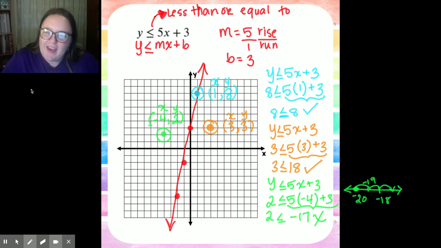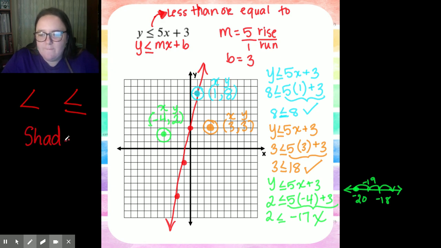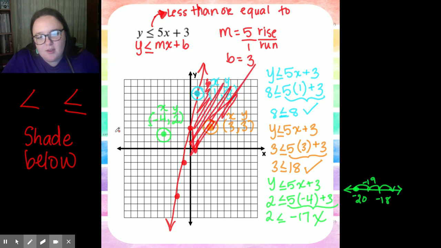If you have a less than symbol or a less than or equal to symbol, you will shade below. Meaning that if this was your line, if you go to your beginning and you draw a line down, all of this side you should shade. My shading is bad. All of this side you should shade in.